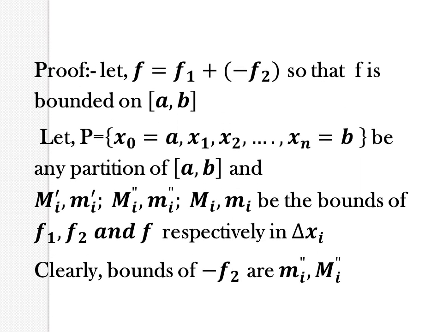To prove this, let us consider f equal to f1 plus (minus f2), so that f is bounded on closed interval [a, b]. Let P = {x0 up to xn} be any partition of closed interval [a, b], and let capital Mi dash, small mi dash, capital Mi double dash, small mi double dash, capital Mi and small mi be the bounds of functions f1, f2 and f respectively in the length delta xi. Clearly, bounds of minus f2 will be small mi double dash and capital Mi double dash.